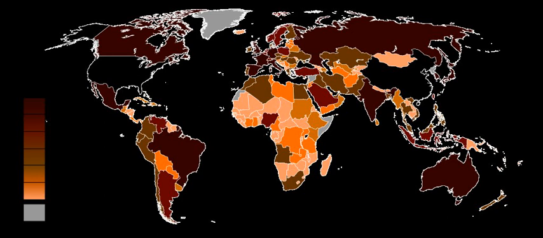GDP does not take into account the value of household and other unpaid work. Some, including Martha Nussbaum, argue that this value should be included in measuring GDP, as household labor is largely a substitute for goods and services that would otherwise be purchased for value.